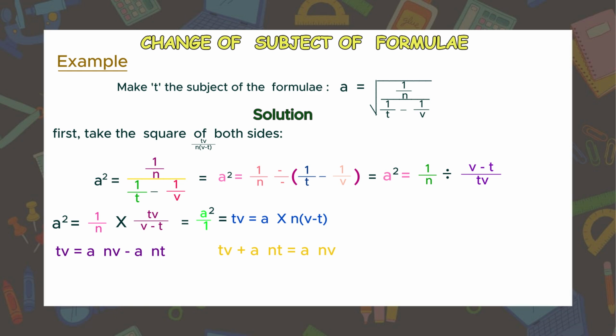Now, when you look at this side, one variable is common, and that variable is T. So let's factorize using the common factor. That means we are going to have t into bracket v, because t into tv leaves only v, plus t into this one leaves only a squared n. Let's close the bracket, which is equal to a squared nv.